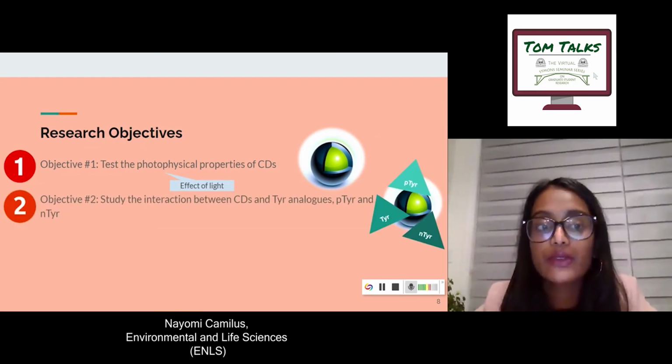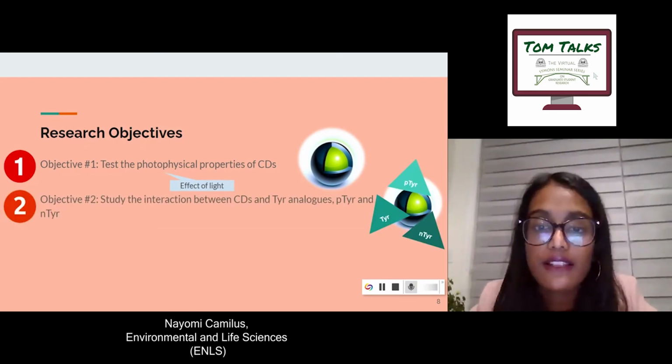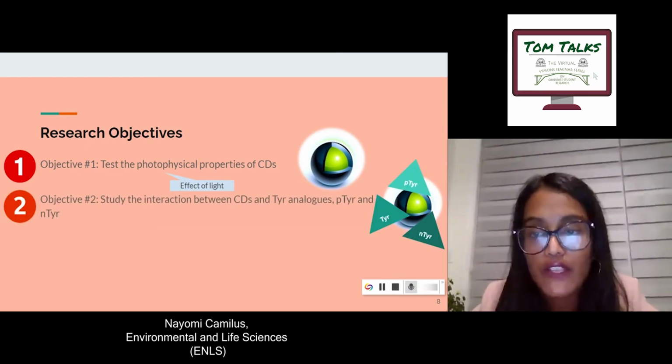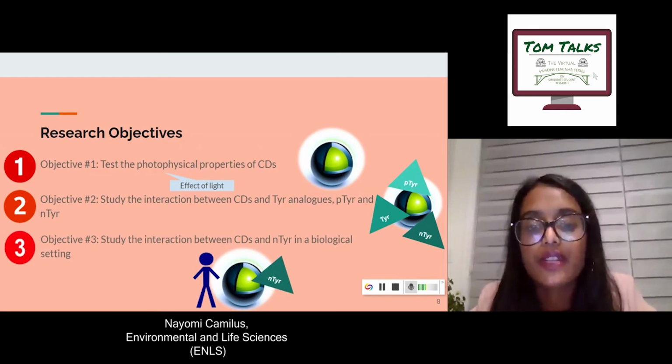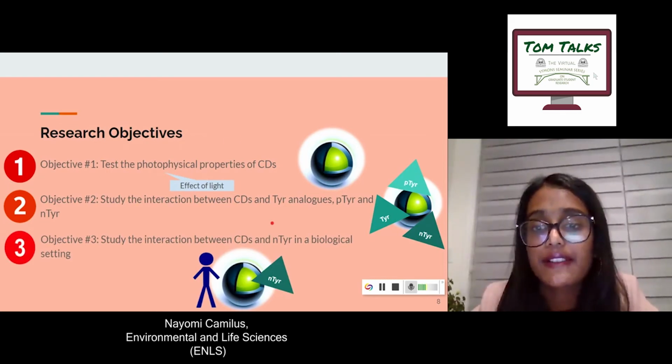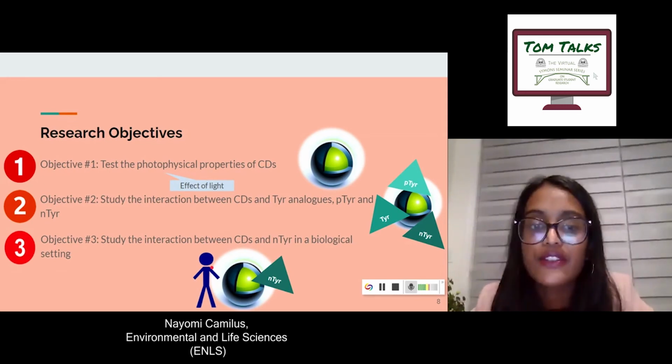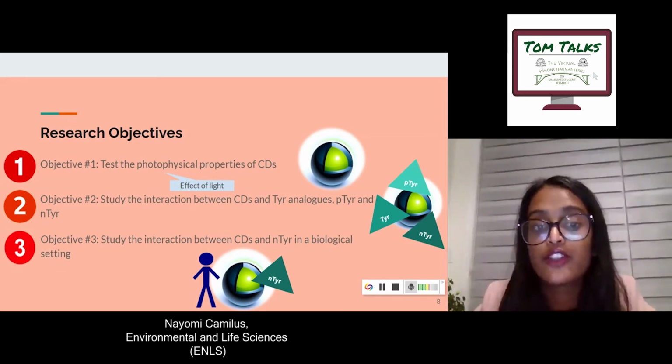Secondly, we would like to study the interaction between carbon dots and tyrosine analogs, so phosphotyrosine and nitrotyrosine. And lastly, we would like to study the interaction between carbon dots and nitrotyrosine in a biological setting. So not just in a little buffer system, but we actually want to see it in terms of a biological application, to see whether they can be used in the future for a potential application.